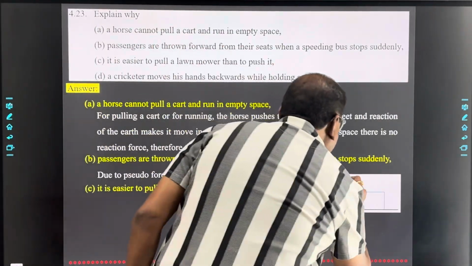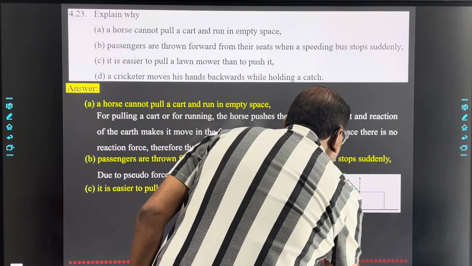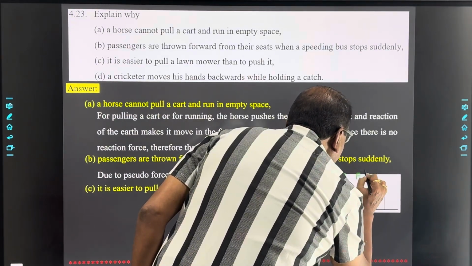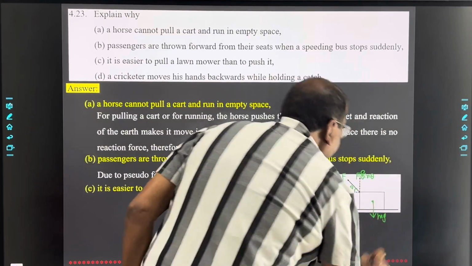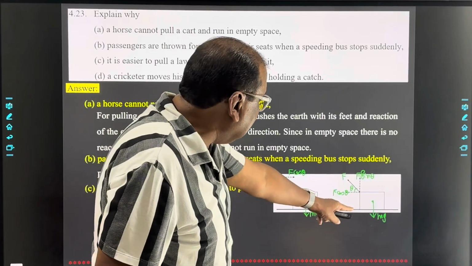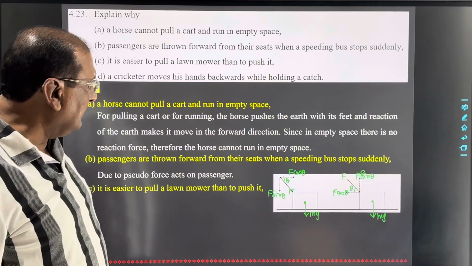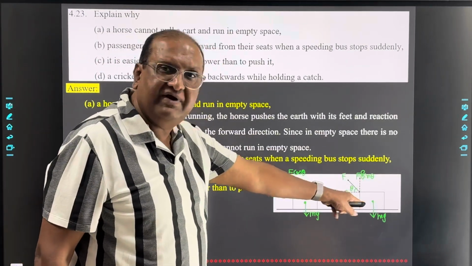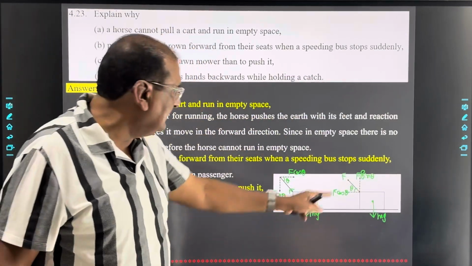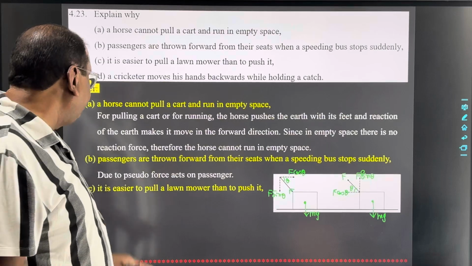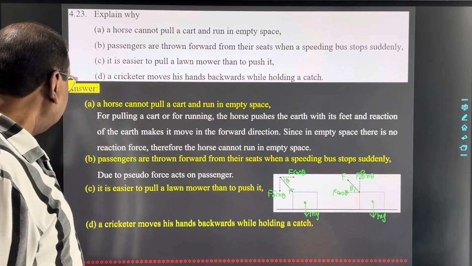But in this particular case, when you pull it, with angle theta, F cos theta, F sin theta, and here mg. So now the net force in the downward direction is mg minus F sin theta, right? So here you can easily understand, in this particular case, when you pull it, the net force in the downward direction is less than in the other case, and therefore it is easier to pull a lawn mower than to push it.